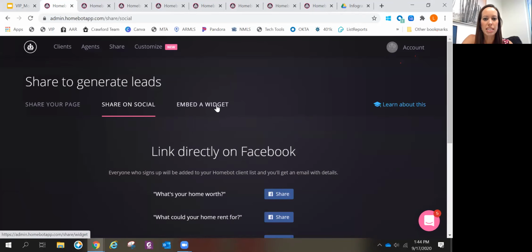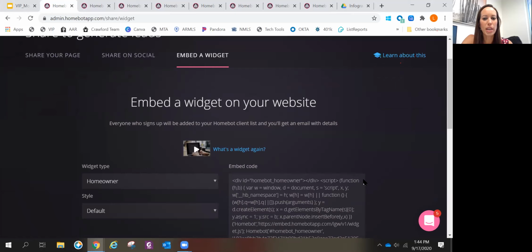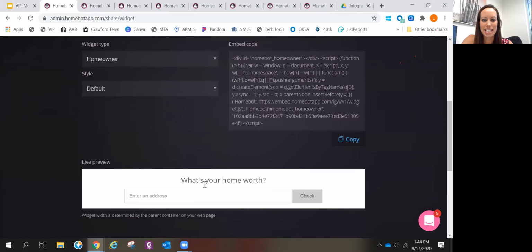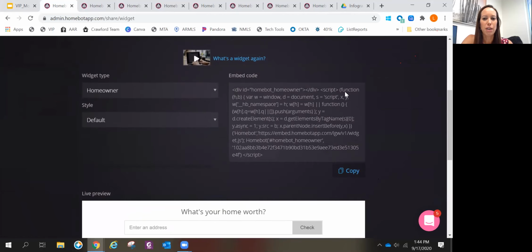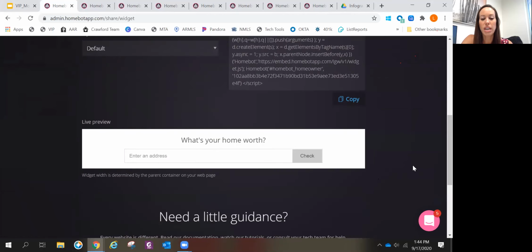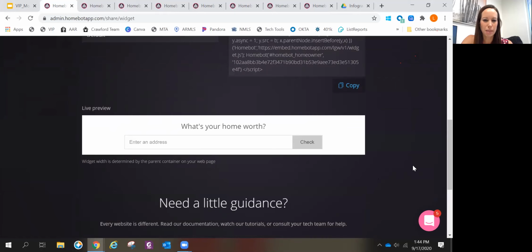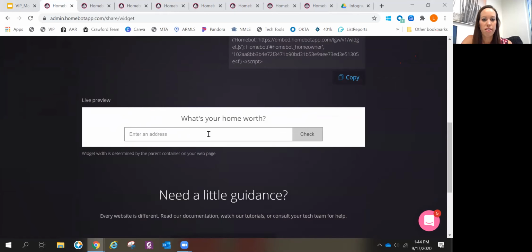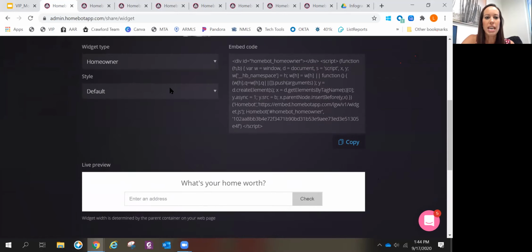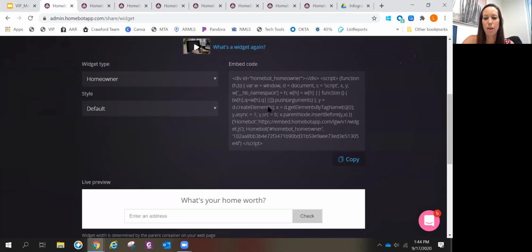The other option is it gives you the option to embed a widget. And a widget are those little buttons or boxes that are interactive. So it allows you to put it on your website or in your email signature or on any landing pages that you own. Just a simple what's your home worth box, where then if the person types in their address and hits check, they will come as a lead into your Homebot and receive that monthly report from you. It gives you the code here to embed right into your email signature or into your website.